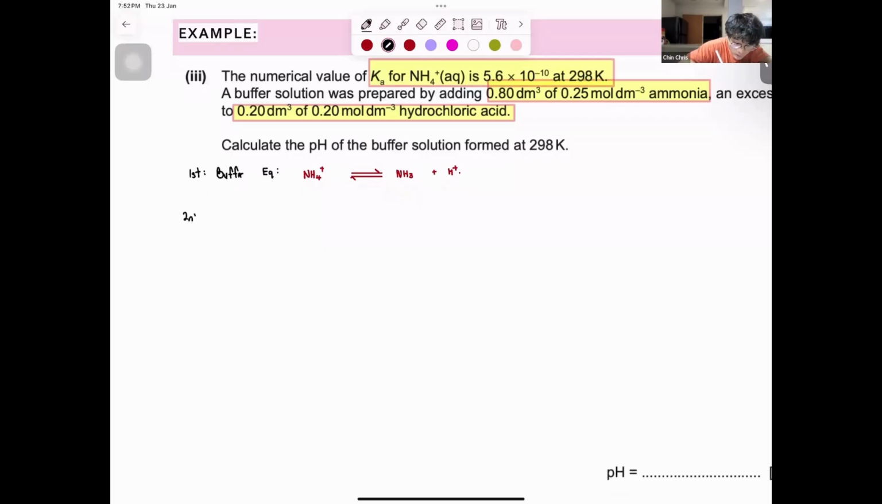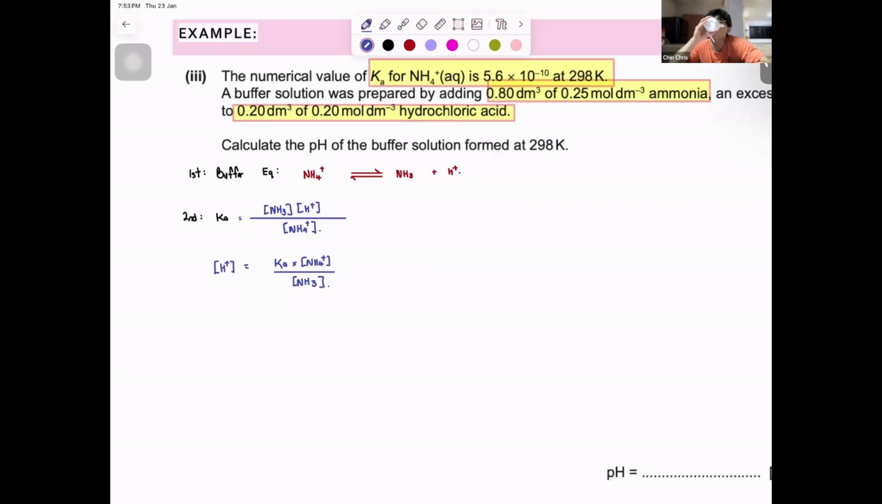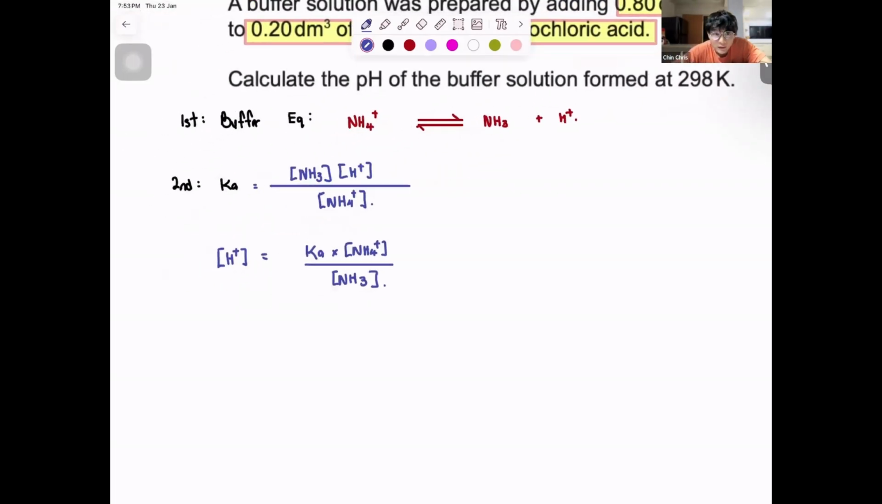All right, guys, second step, I'll find your Ka equation. So your Ka equation is gonna be [NH3][H+] over [NH4+]. Correct. So I need to find H+, right? Rearrange it. It's gonna be what? Ka times acid over the salt, right? Am I right?